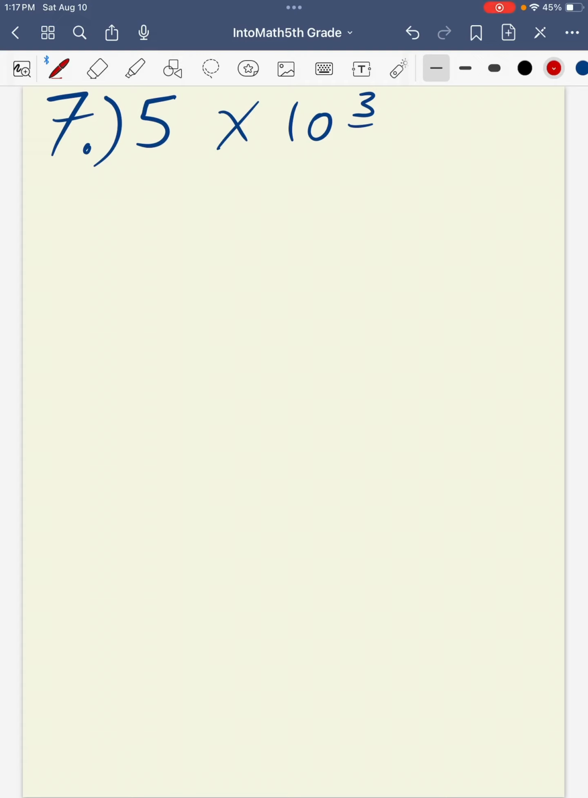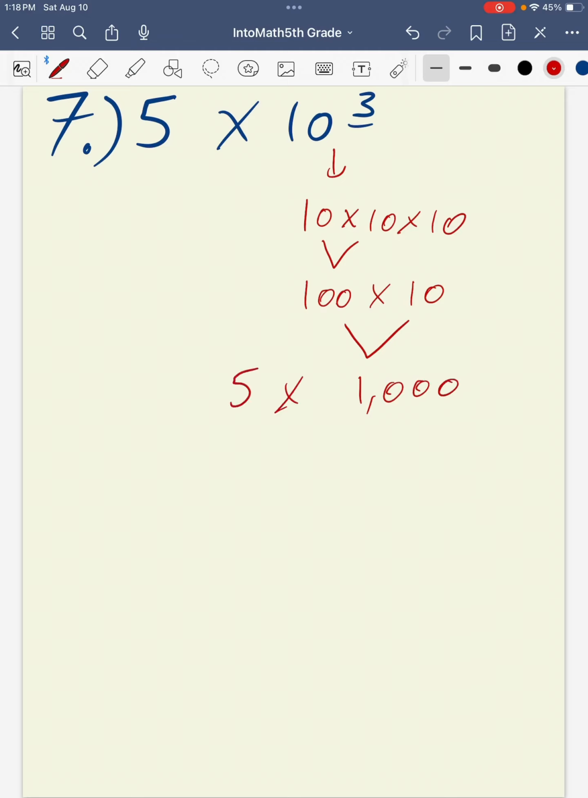For question number 7, we are multiplying 5 times 10 to the 3rd power. 10 to the 3rd power represents 3 factors of 10 multiplying against each other. 10 times 10 times 10. We know that 10 times 10 equals 100. We are still multiplying times 10, and 100 times 10 gives us a product of 1,000. So for this problem, we are multiplying 5 times 1,000 to give us a total product of 5,000.